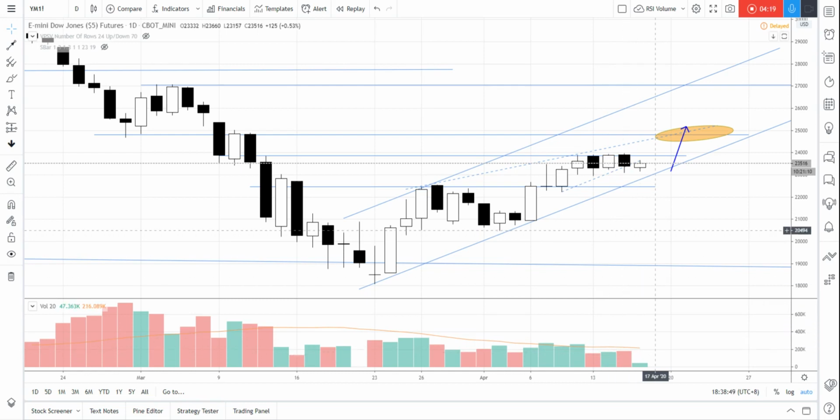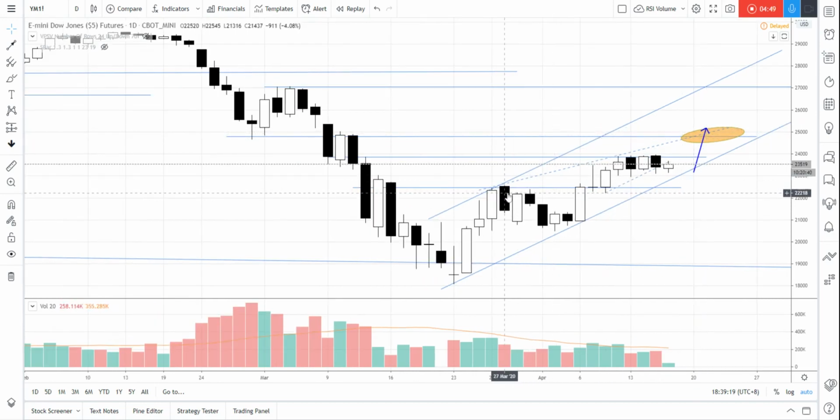So I think that as long as we can maintain 22,500 to 23,000, the bullish momentum will still continue to at least hit around the 25,000 level, which I think coincides with the resistance zone here. It's also a rally up into the overbought area formed by this rising wedge on a larger scale.